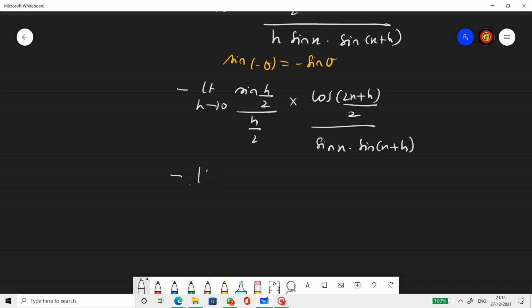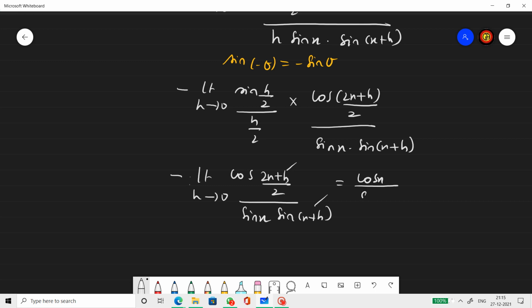or minus into limit h tending to 0, cos(2x plus h by 2) by sin x into sin(x plus h). Apply the limit. Wherever there is h, we put 0. So numerator will be cos x, denominator will be sin square x. Cos by sin is cot. Remember there's a minus out. And 1 by sin is cosec. So I get minus cot x into cosec x.